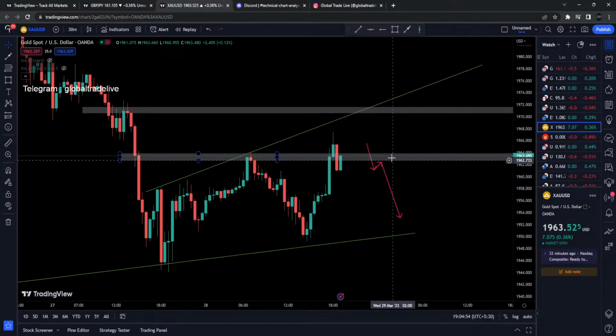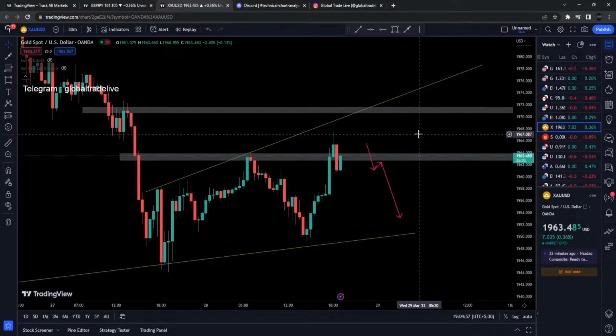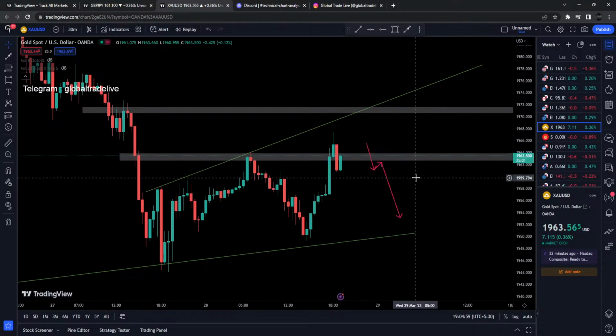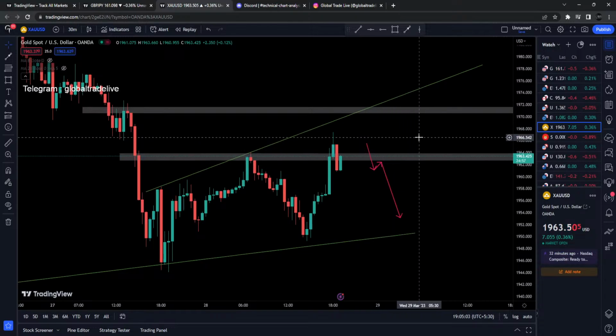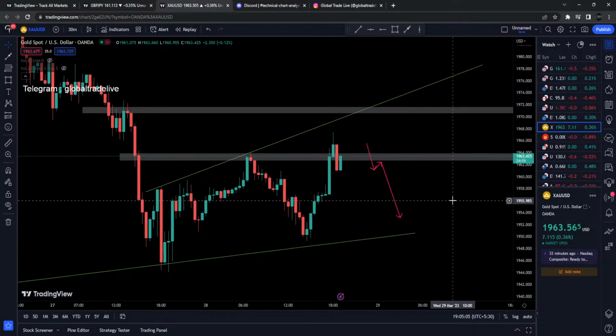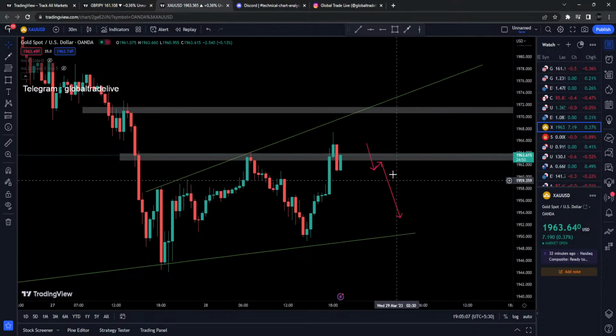Because whenever you see a sell move, that totally means that there are a series of lower lows and lower highs formed.